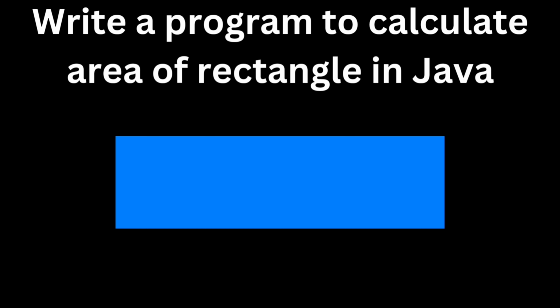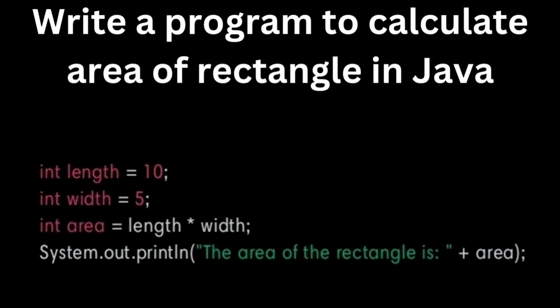Let's look at a practical example. Suppose we're writing a program to calculate the area of a rectangle. We need to declare and initialize variables for length and width. In this code, we declared and initialized length and width, calculated the area, and printed it out.